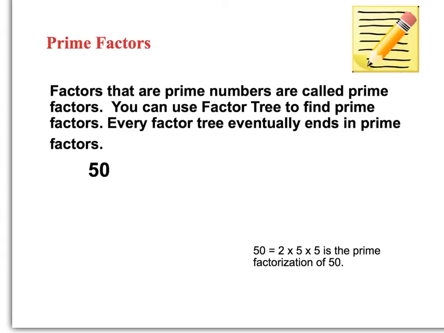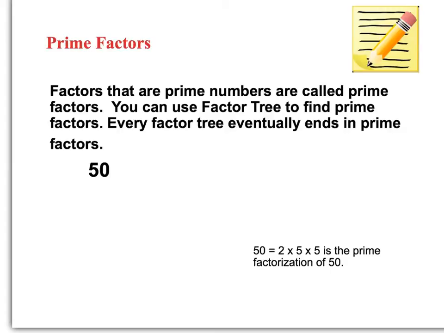Right, so prime factors. Factors that are prime numbers are called prime factors. So we need to break the number down until we can't go down any further, and all the numbers we find are prime. And you may have come across this before in using a factor tree to find the prime factors. Now every factor tree eventually ends up in prime factors. So can you please write this down? And then I'm going to go ahead and show you how to break down the number 50.